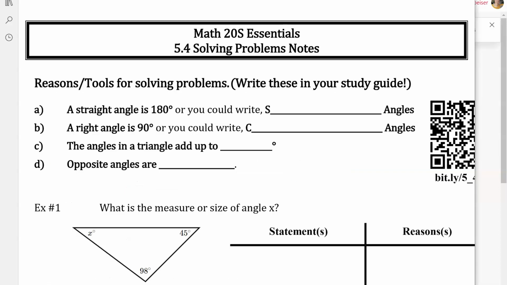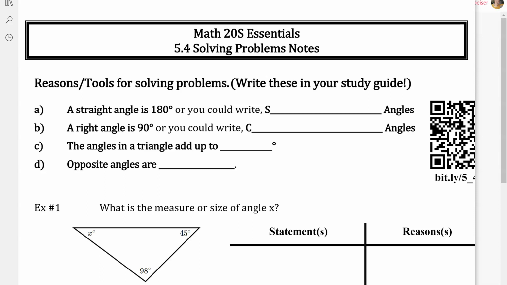And welcome to 5.4. We really aren't having any new ideas in this lesson. It's about practicing doing these statements and reasons. And first I'll go over some of the reasons that we're going to practice.